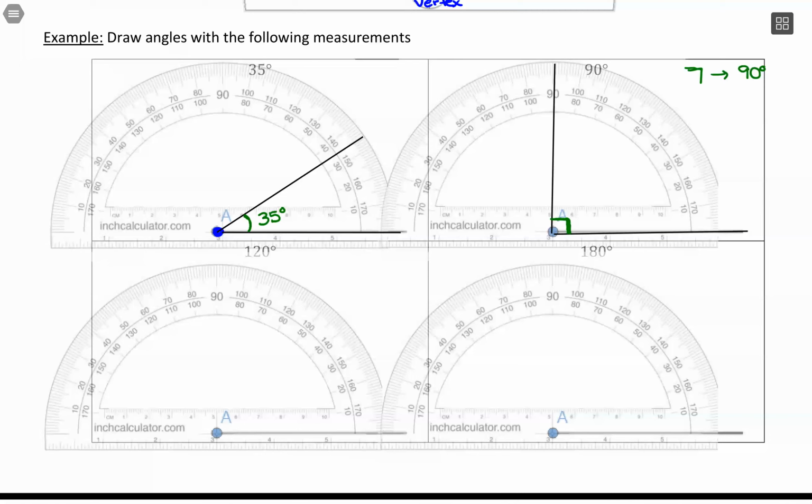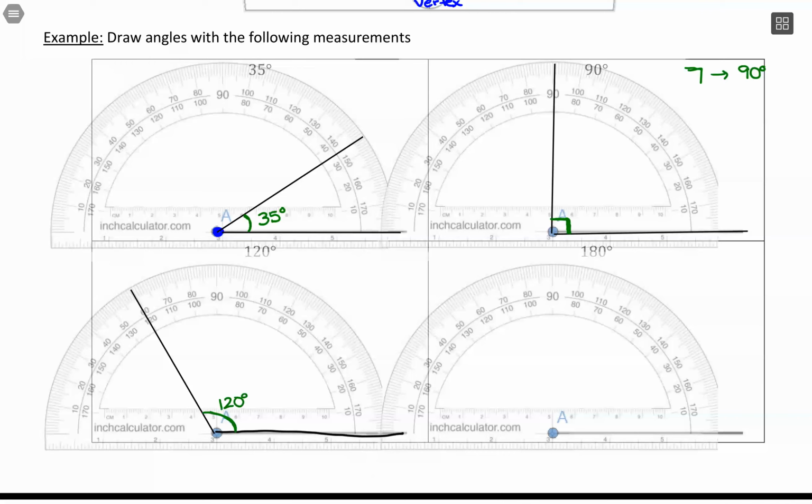All right, 120 degrees down here. So here we are at 0, and then I'm going to grab my line. If I'm going off to the right here, there's 0, 10, 20, 90, and then to get 120, we need to go on to the other side of our protractor there. So for this one, this angle measurement here is 120 degrees.